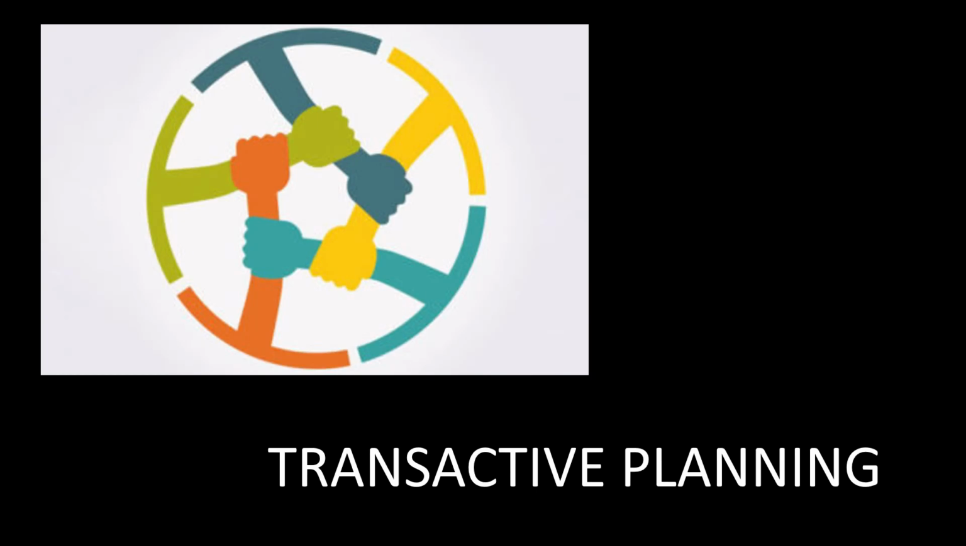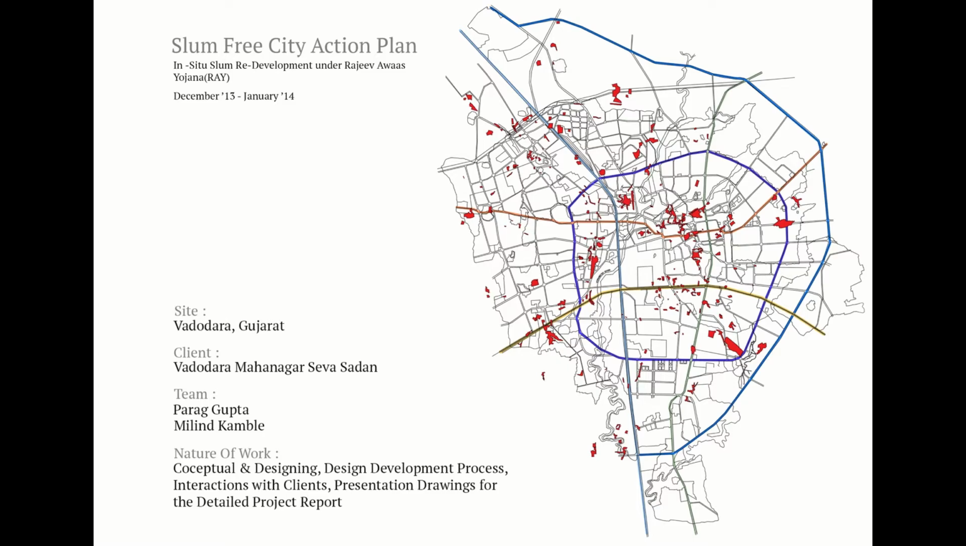Transactive planning was the first approach that I ever adopted in my brief career as an urban planner and an architect in India. The Government of India launched a new flagship program called Rajiv Awas Yojana in 2011 with the aim to assign property rights either by transferring land ownership rights or by building up spaces for slum dwellers.